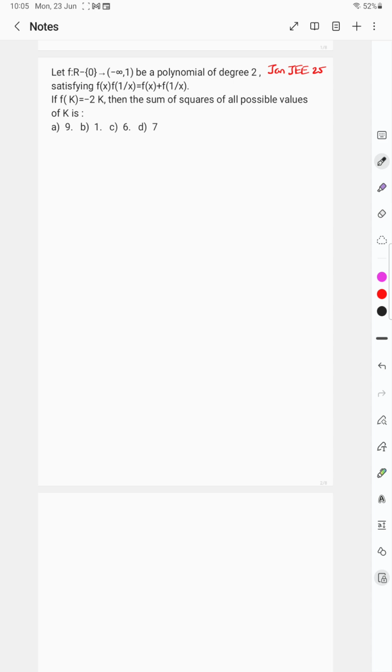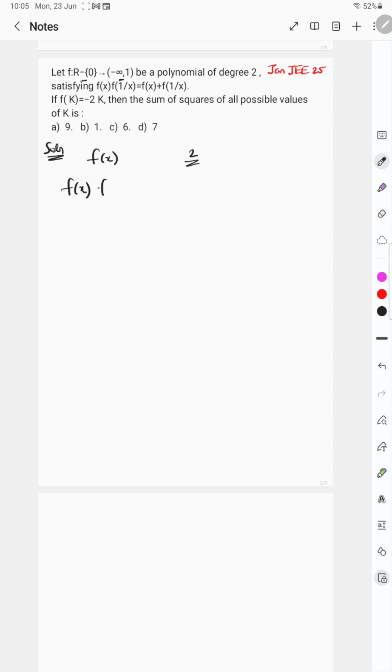Hello everyone. This question appeared in January JEE Mains 2025. Let's read the question. Let f be a function from R minus {0} to (minus infinity, 1]. That is, this is the domain and this is the range. Let f be a polynomial of degree 2. So f(x) is a polynomial of degree 2.